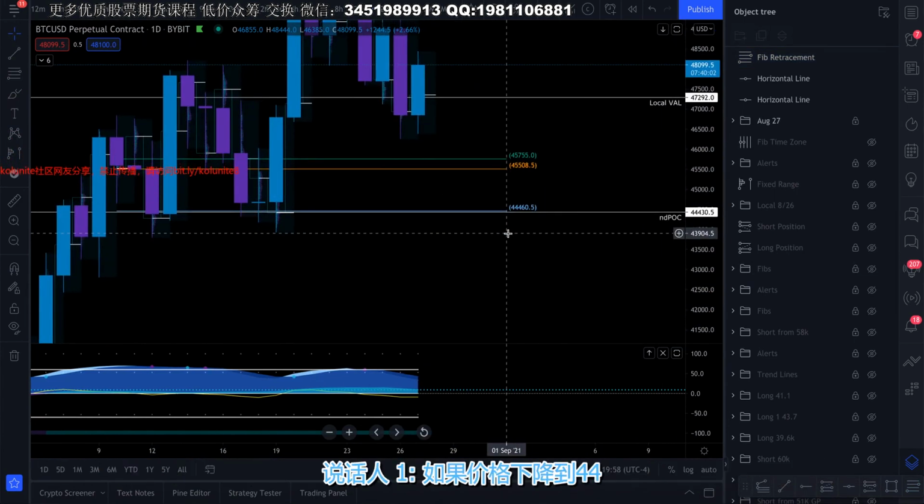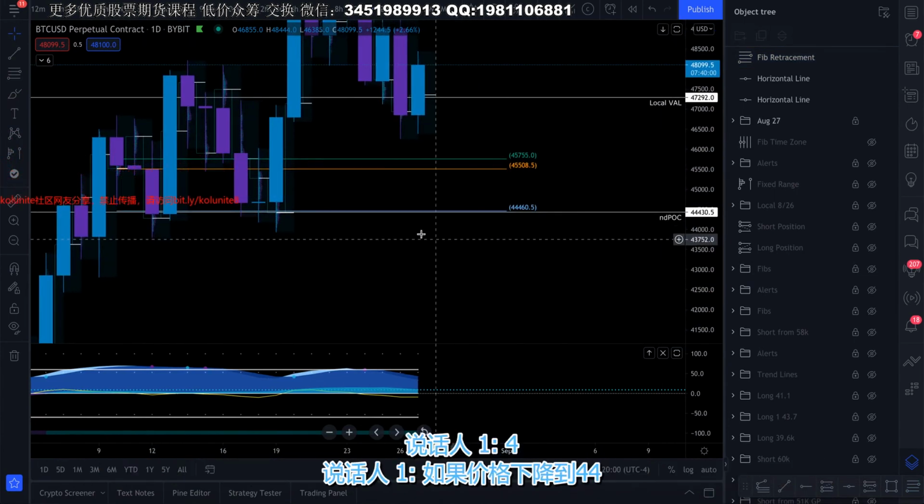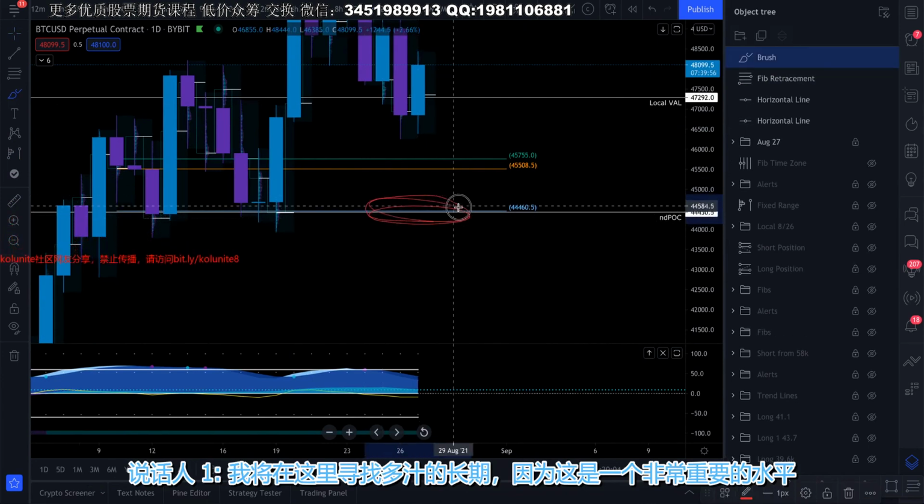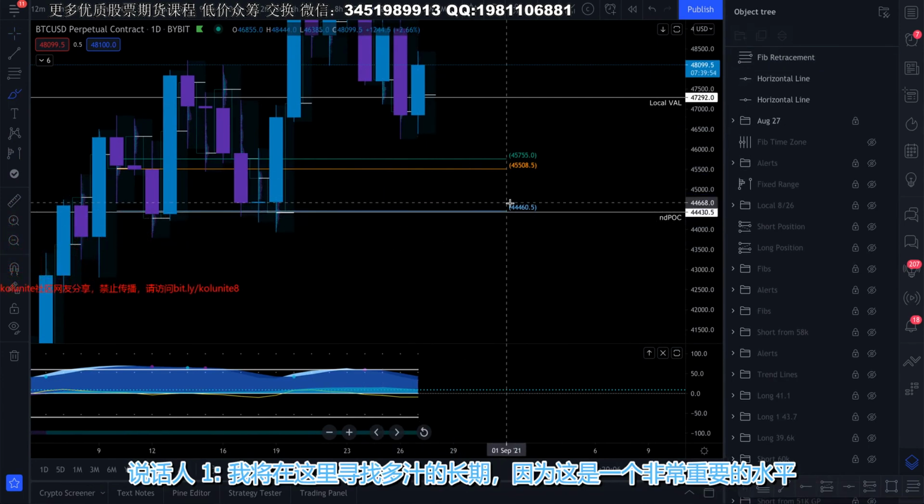So now I know if price comes down to 44.4, I will be looking for a juicy long off of here because it's a very important level.